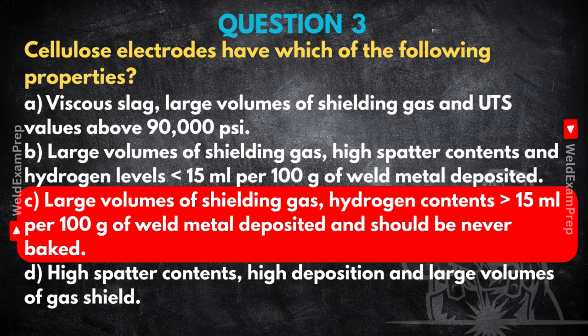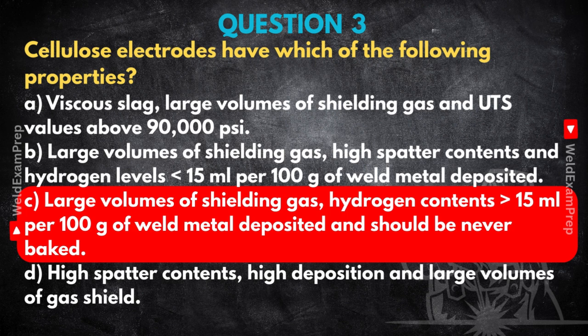And finally, the absolute key instruction. They should never be baked. Never. Unlike low hydrogen rods that you bake to drive out moisture, cellulose rods need that moisture and organic stuff in the coating, so it makes them work. Baking ruins them. The other options, they get details wrong, especially on hydrogen or baking. That never baked part, combined with the high hydrogen.